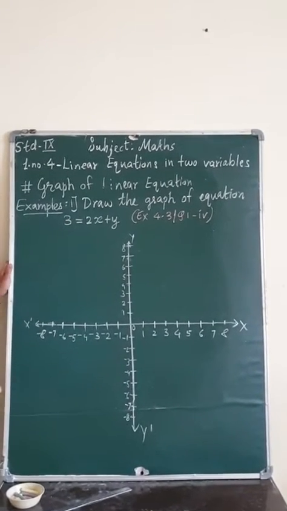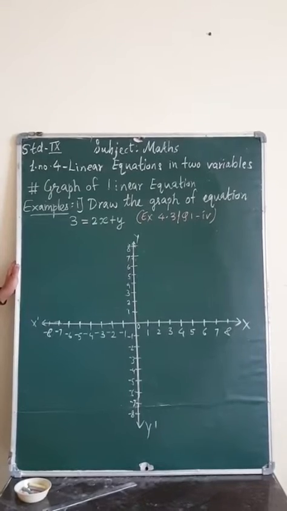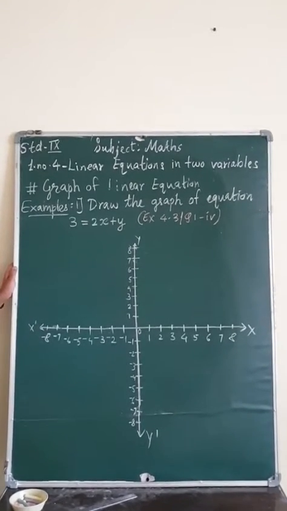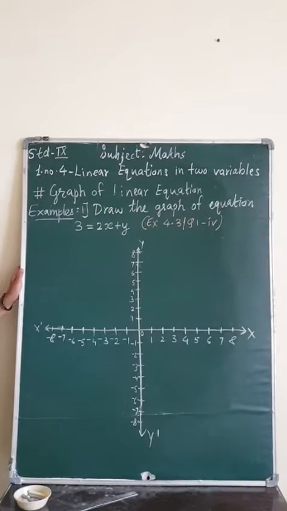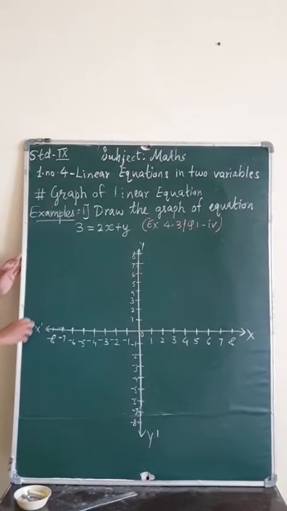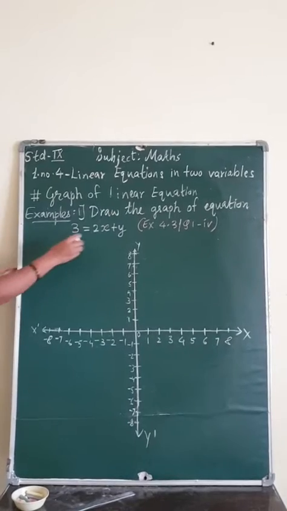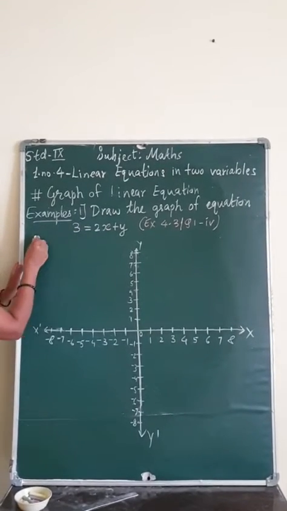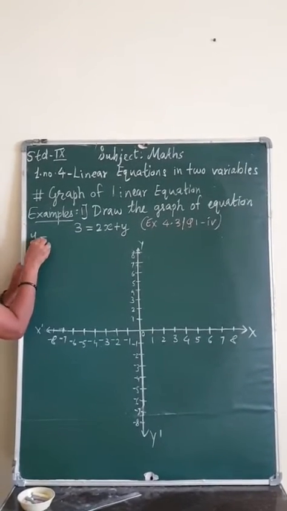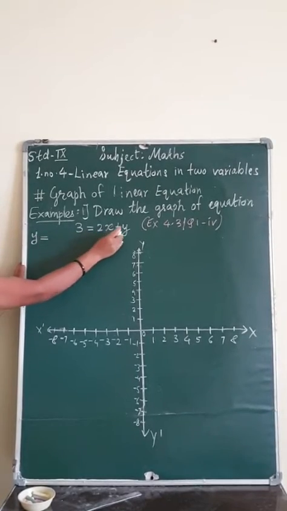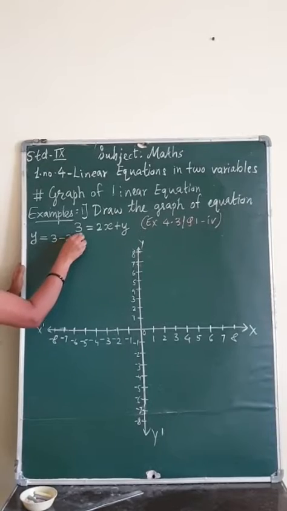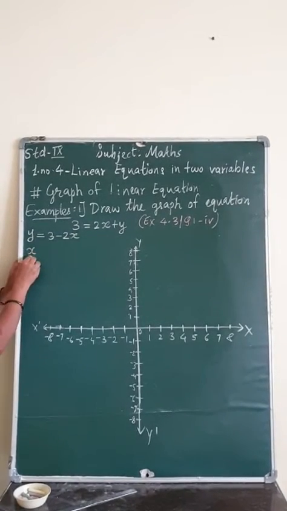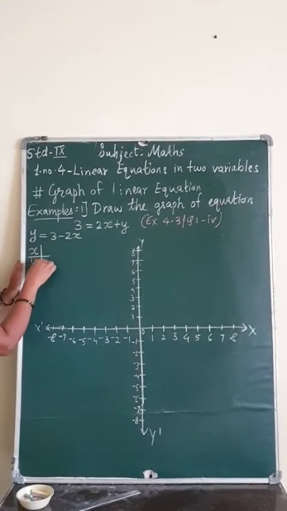Let's see the first example. Draw the graph of the equation 3 is equal to 2x plus y. This is sub-question 4 of question number 1, exercise 4.3. Now all these sums you have to solve on graph paper. When this equation is given, we write it in the form y is equal to, taking y on one side, so that taking the values of x and y is easy.